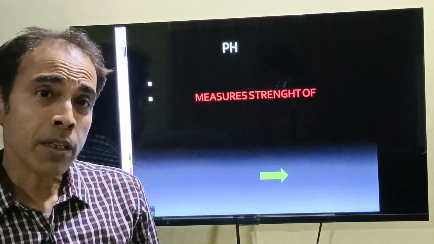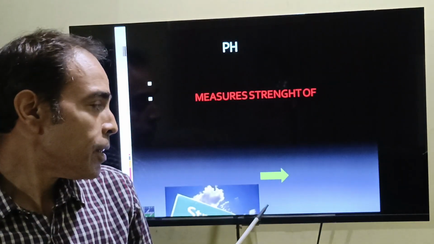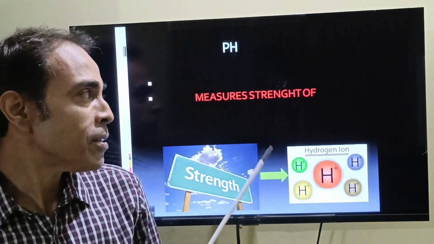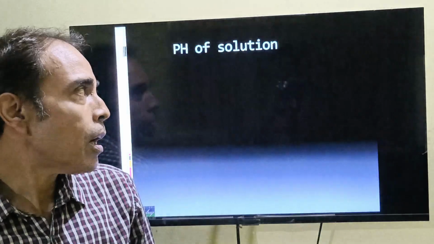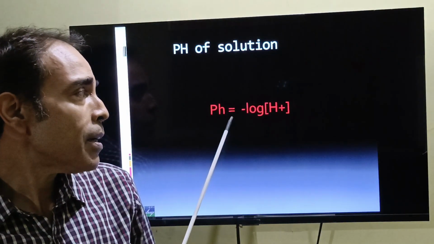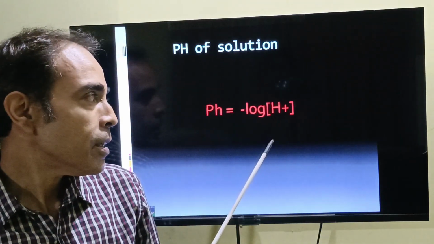So what does pH mean? pH measures what? Strengths of the hydrogen ion concentration. So it only measures the strengths of the hydrogen ion concentration. And how do we find the pH of a solution? pH is equal to minus log of the hydrogen ion concentration.